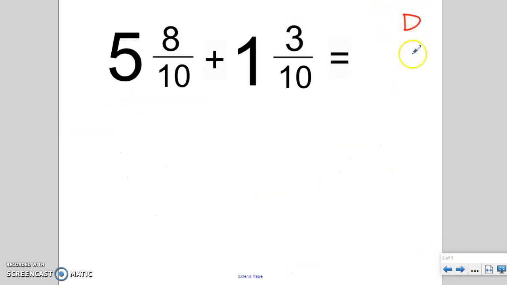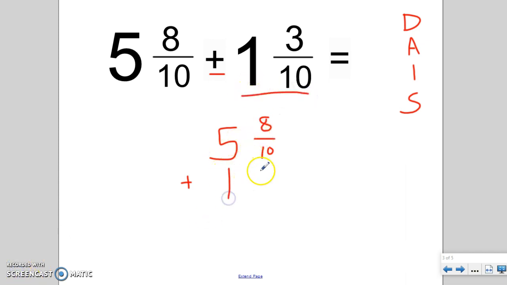I'm going to start with my DAIS checklist, and I'm going to recopy it. So I'm starting with 5 8/10. I want to make sure I put that symbol correctly so I don't make a mistake. And we're going to add now our 1 3/10 and put on my equal sign. And it's time to begin. So I'm going to go through the DAIS checklist.